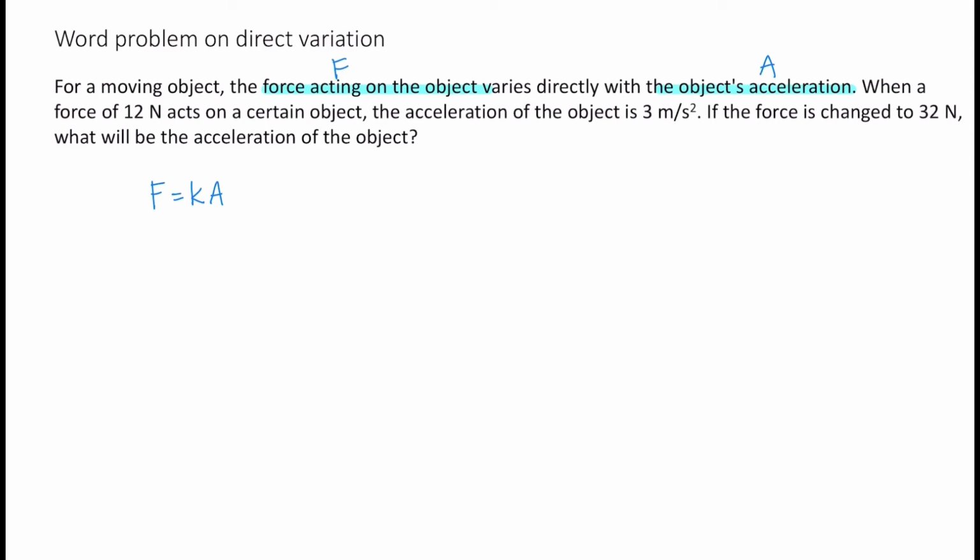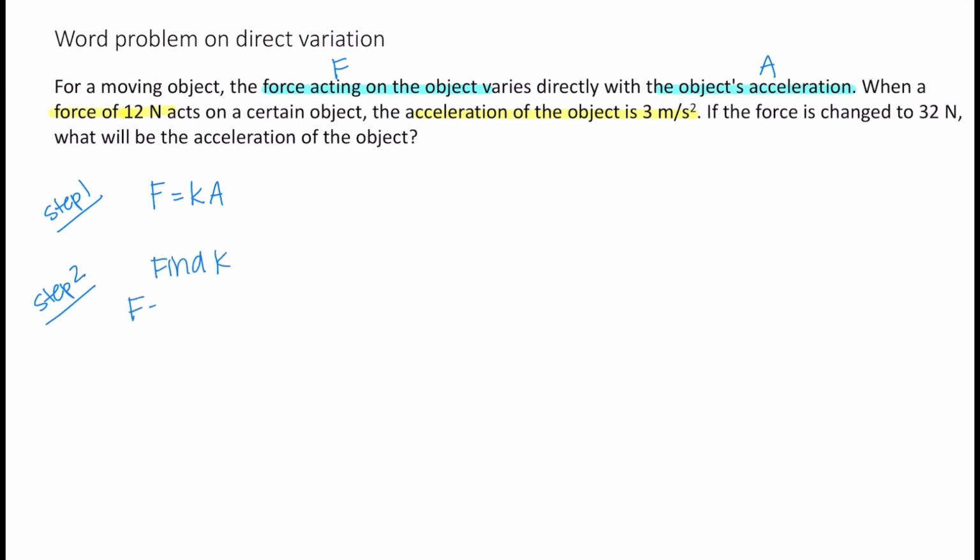When a force of 12 newtons acts on a certain object, the acceleration is 3 meters per second squared. So what that is telling you is that 12 newtons of force corresponds with an acceleration of 3 meters per second squared. So this is the information that's going to let me find that k in my equation. So this was my step 1. I wrote my equation. So for step 2, let's find k.